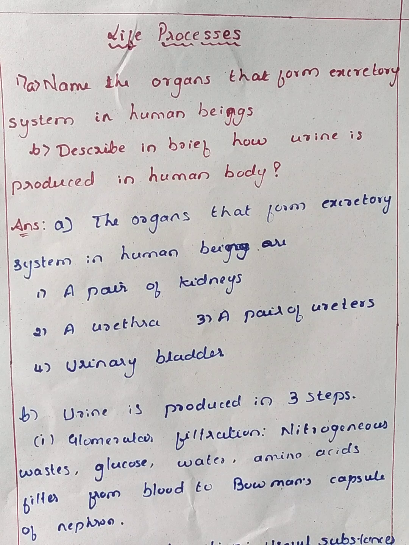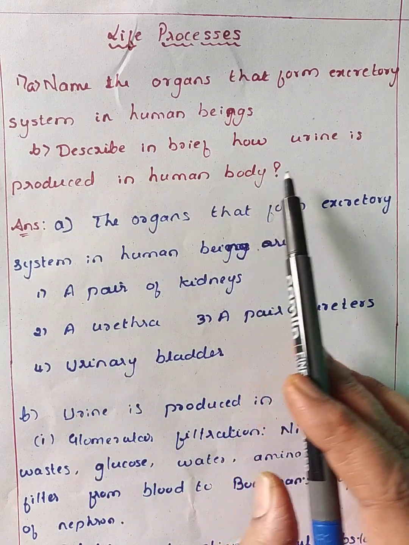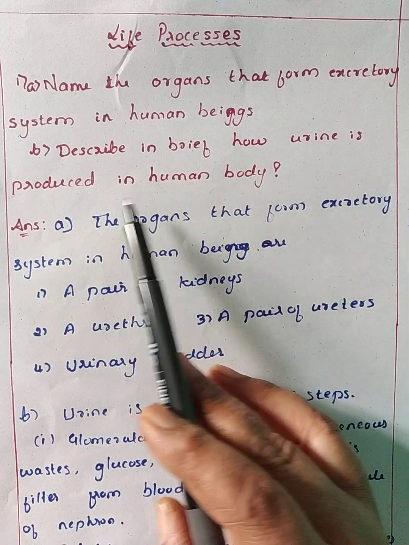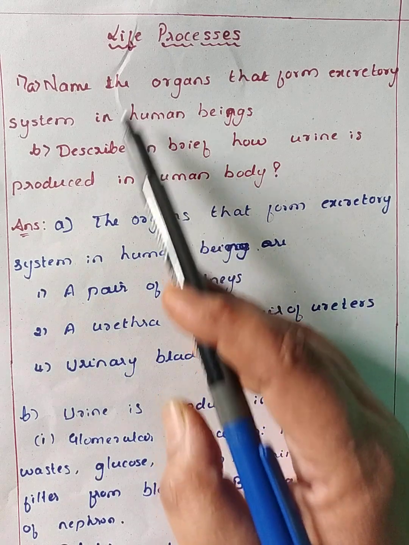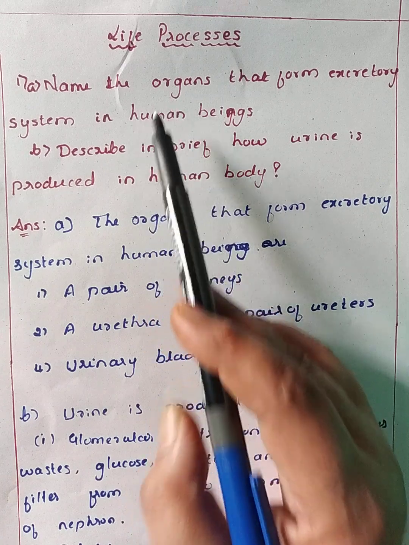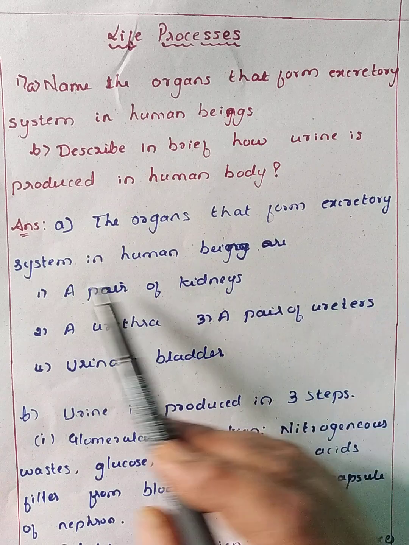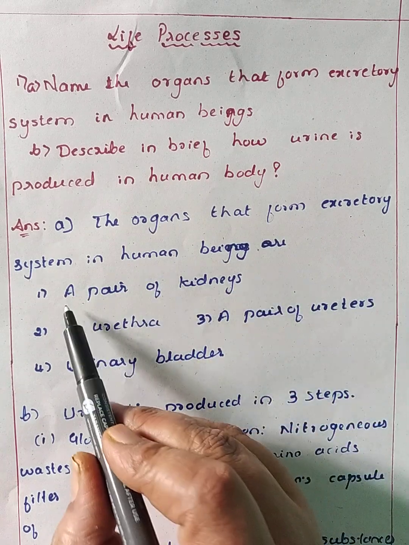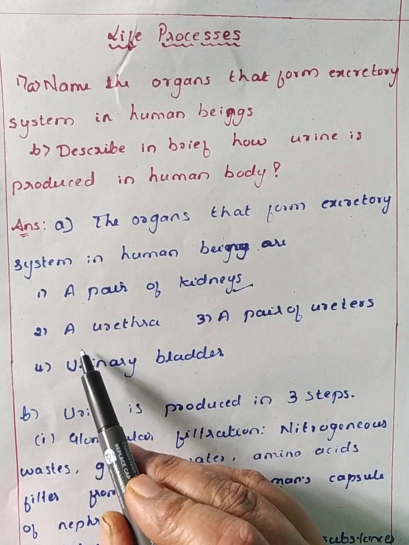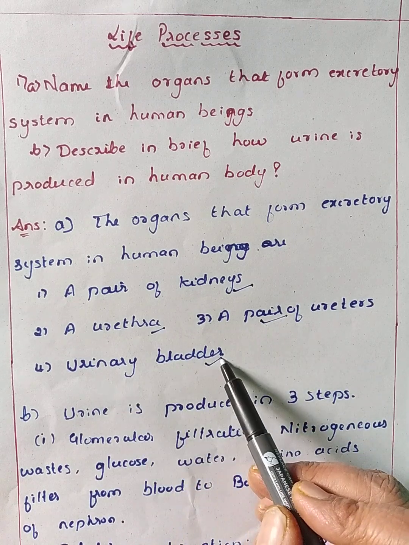Name the organs that form the excretory system in human beings and describe in brief the formation of urine produced in the human body. So there are 2 sub-questions. One, you have to name the excretory system organs in human beings. They are: a pair of kidneys, a urethra, a pair of ureters and the urinary bladder.